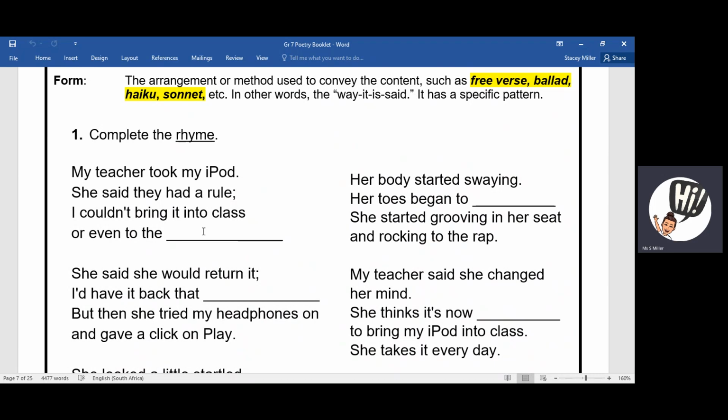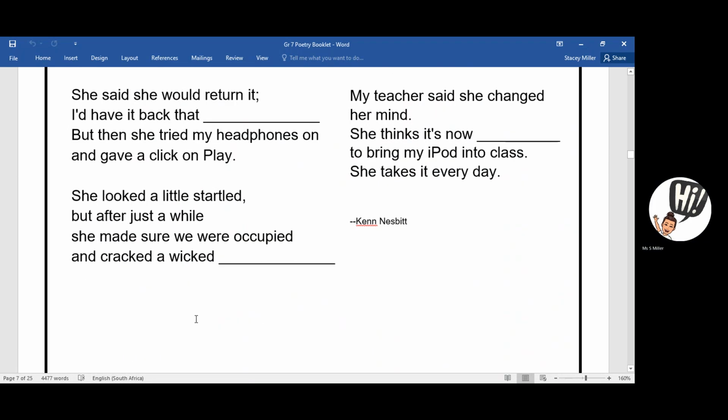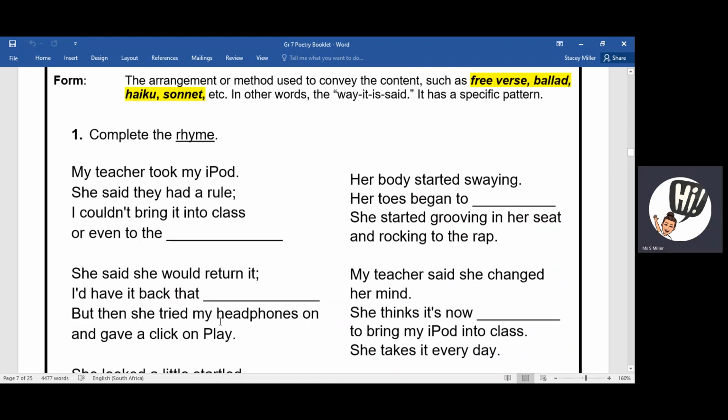She said she would return it. I'd have it back that day. How do you know it's day? Because it's very good. She said she would return it. I'd have it back that day. But then she tried my headphones on and gave a click on play. She looked a little startled, but after just a while, she made sure we were occupied and cracked a wicked... Good, not a fart.